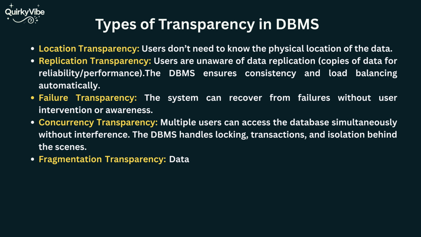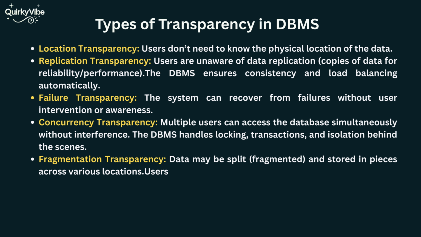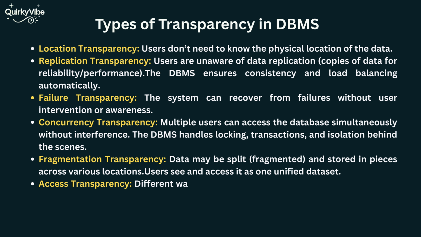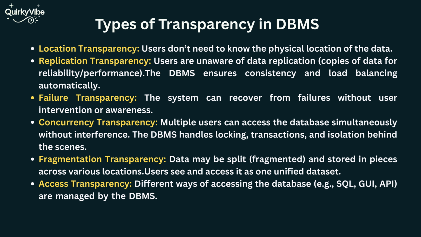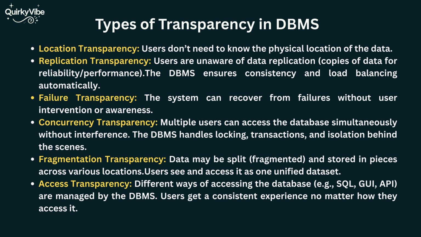Fragmentation transparency, data may be split, fragmented, and stored in pieces across various locations. Users see and access it as one unified dataset. Access transparency, different ways of accessing the database, e.g., SQL, GUI, API, are managed by the DBMS. Users get a consistent experience no matter how they access it.